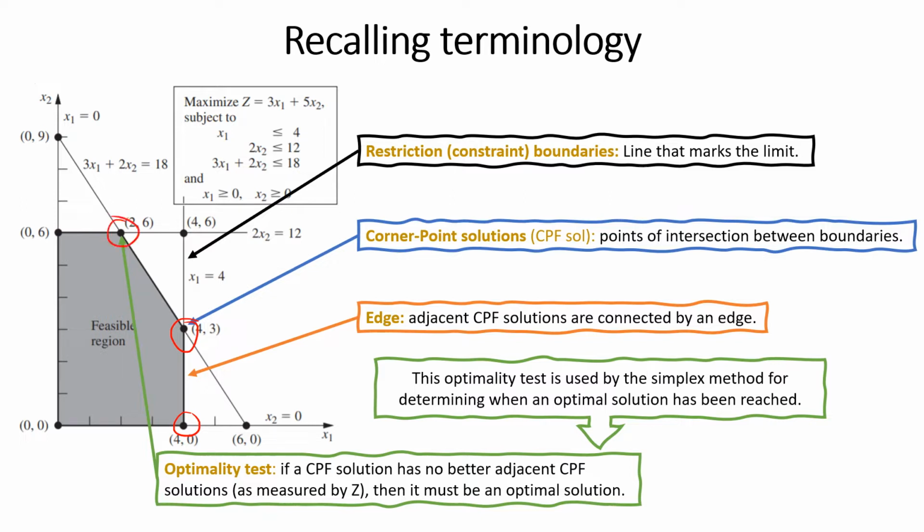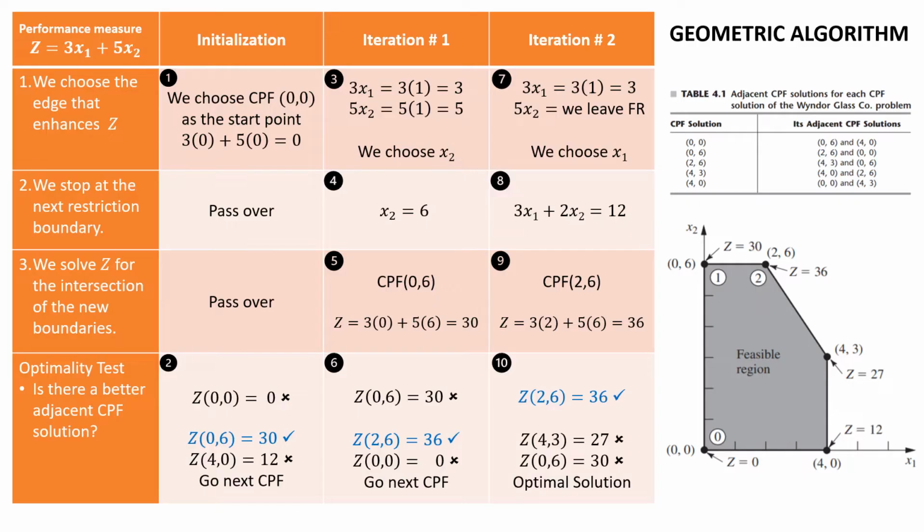In this case, our optimal solution was (2,6). Now, this optimality test is used by the simplex method for determining when an optimal solution has been reached. Now let's go over our geometric algorithm.